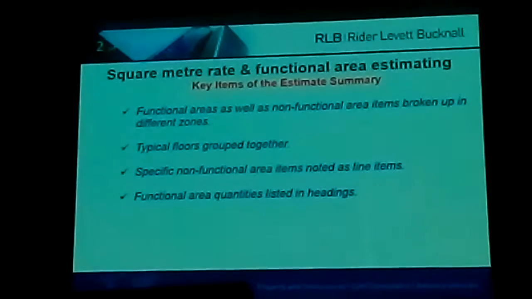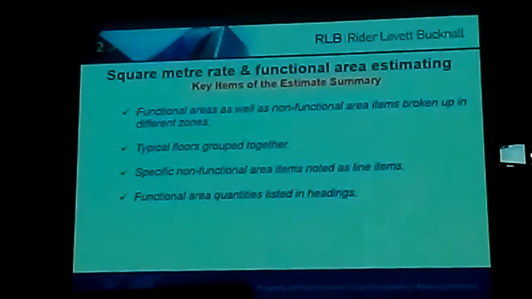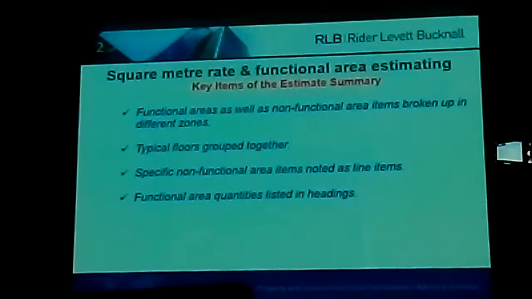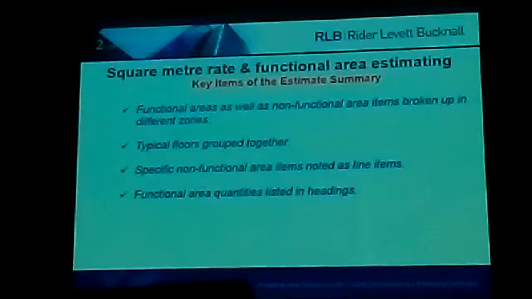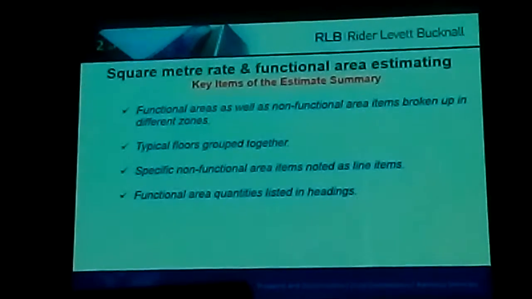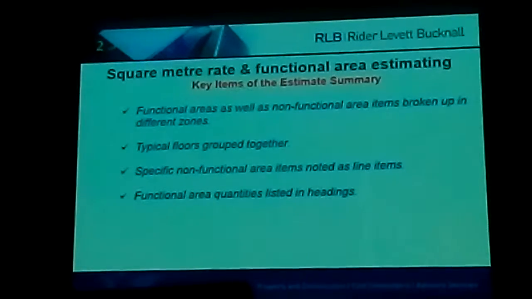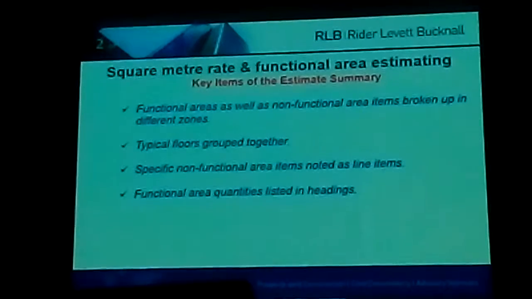Key items of the estimate summary are the functional areas as well as non-functional areas broken up in different zones. Typical floors were grouped together. Specific non-functional area items were noted as line items, and functional area quantities were listed in headings.